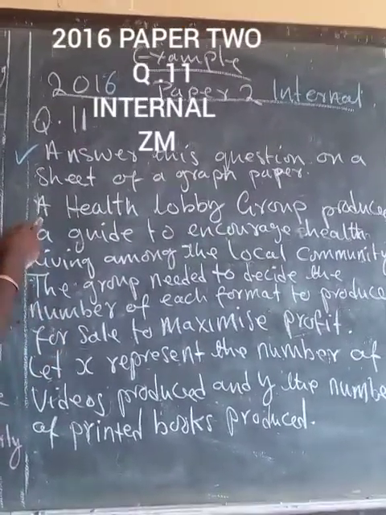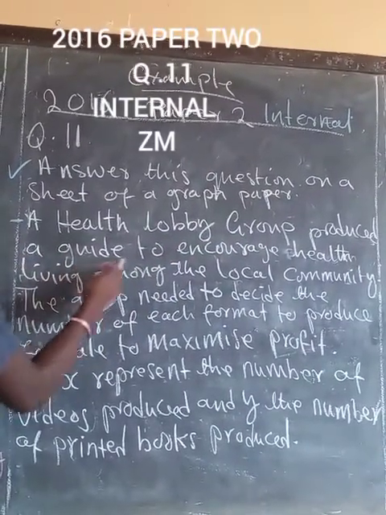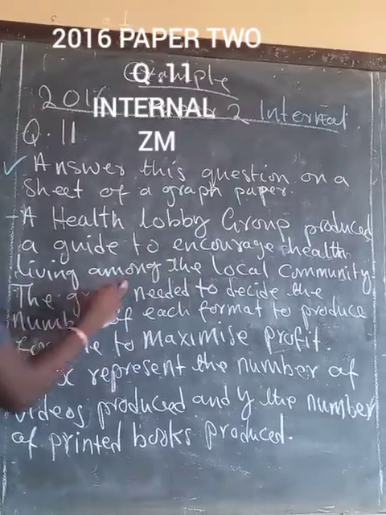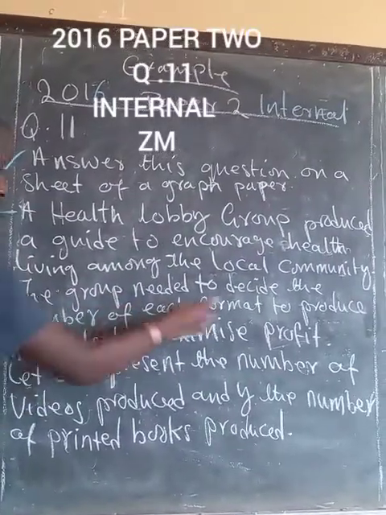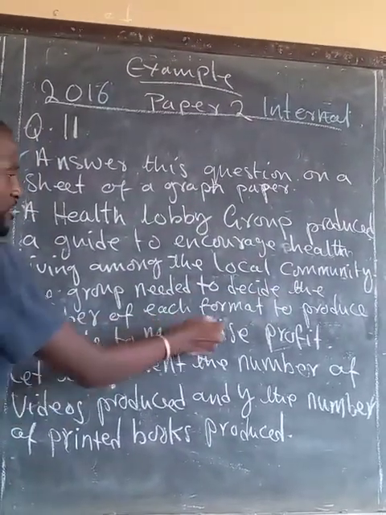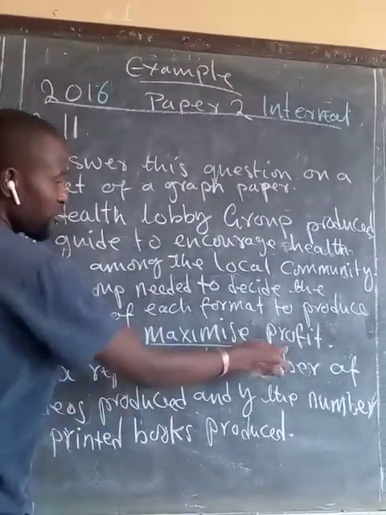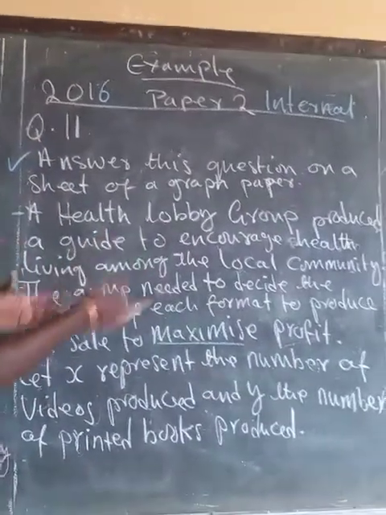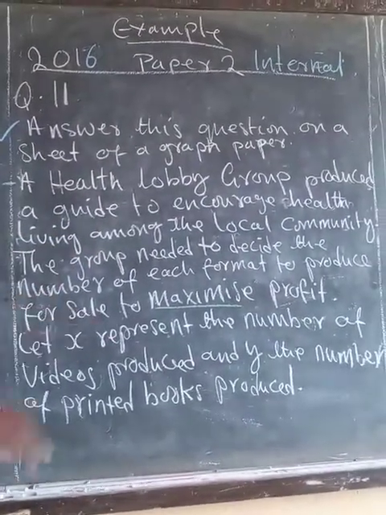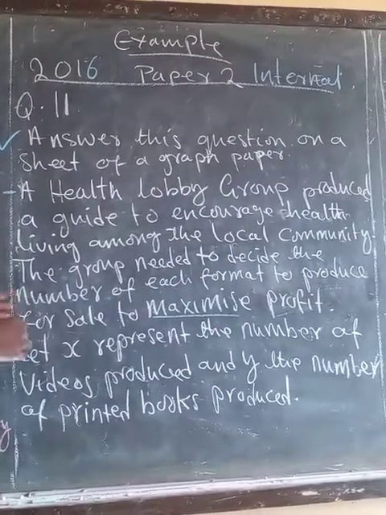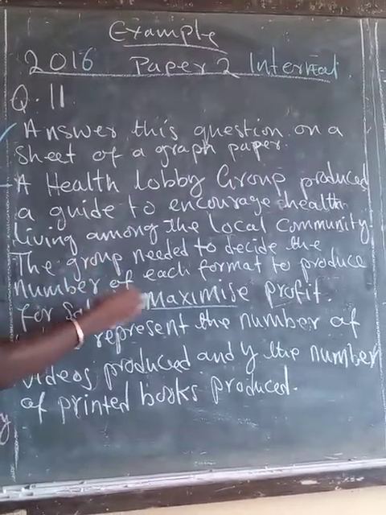So the question starts here. A healthy lobby group produced a guide to encourage healthy living among the local community. The group needed to decide the number of each format to be produced for sale to maximize profit. So this is a healthy lobby group which wanted to produce a guide to encourage healthy living in the community. They decided they want to produce this guide to maximize what?